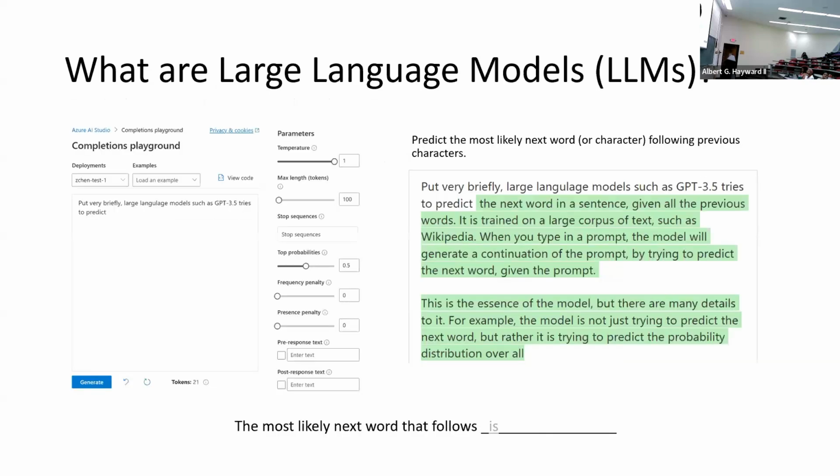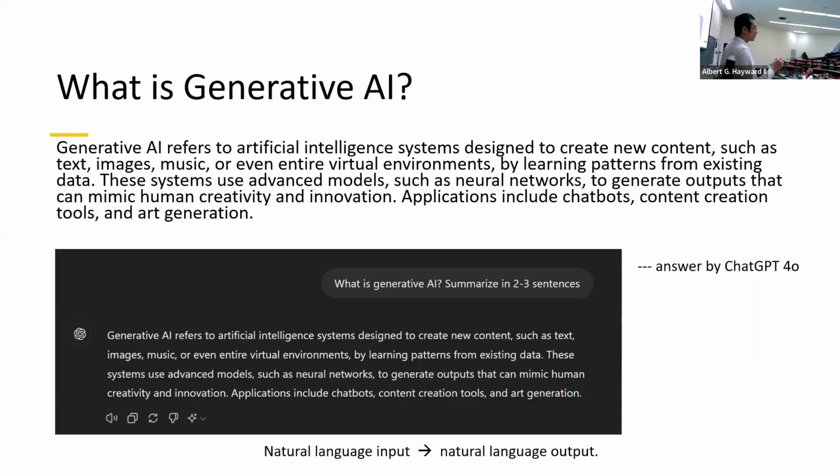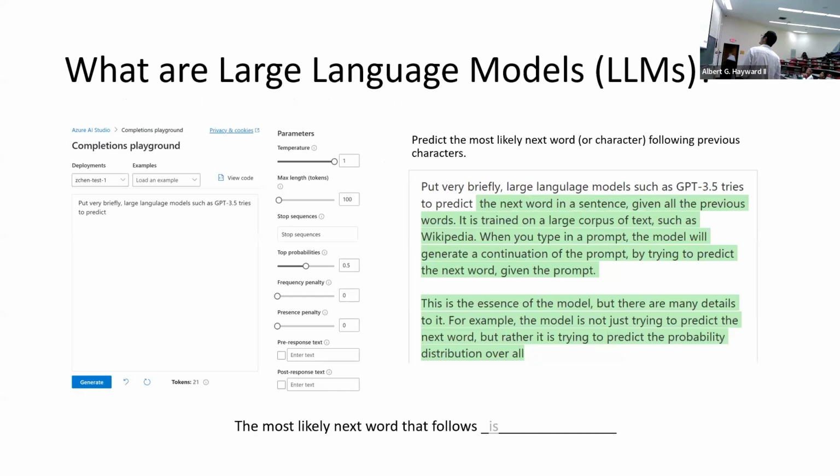All right. But I wanted to tell you a little bit about what's under the user interface. What's the language model doing under the user interface? This is in the early days before ChatGPT became a web application. You have these types of interfaces, and this was back in GPT 3.5. This is a completion model, closer to the base of large language models. The completion model does this thing. It says, put very briefly, large language models such as GPT 3.5 tries to predict. Then you set all those parameters and you say generate.